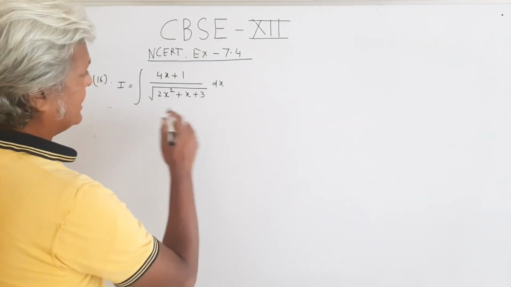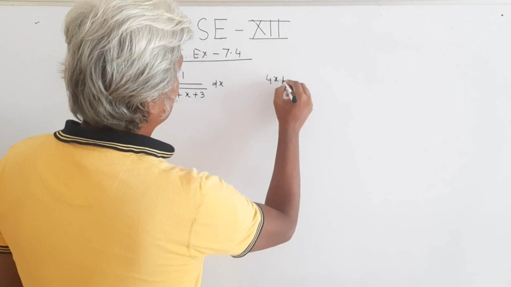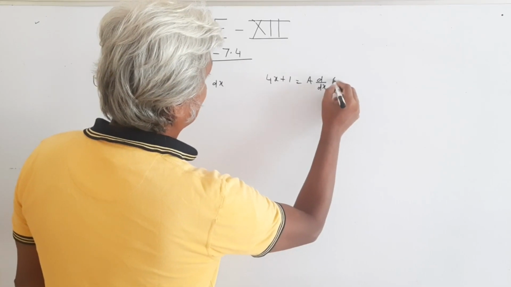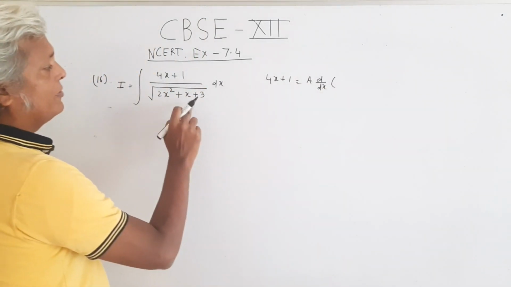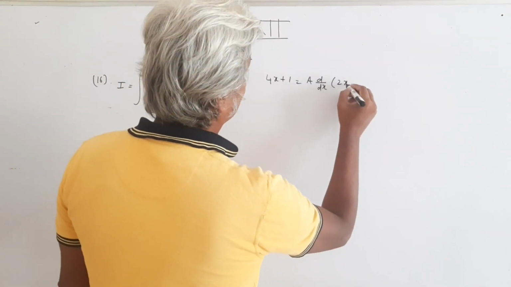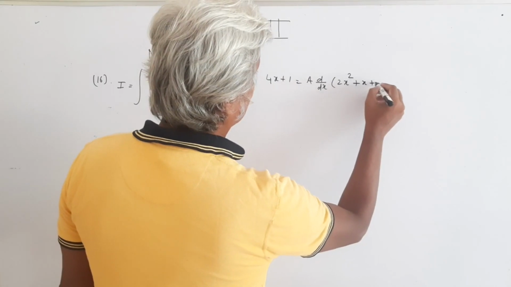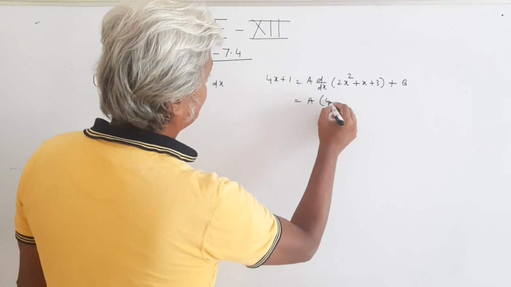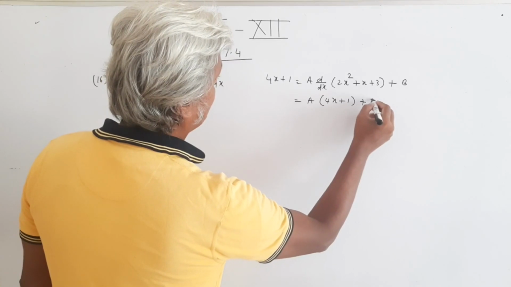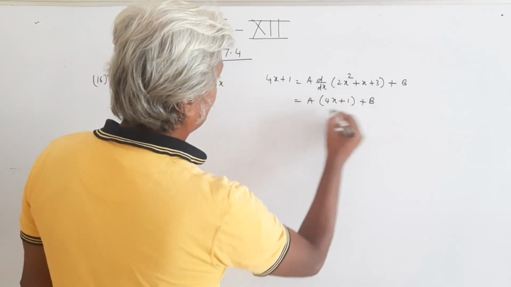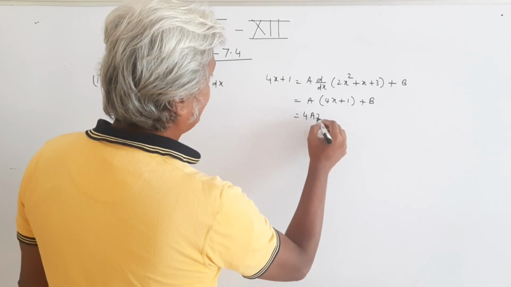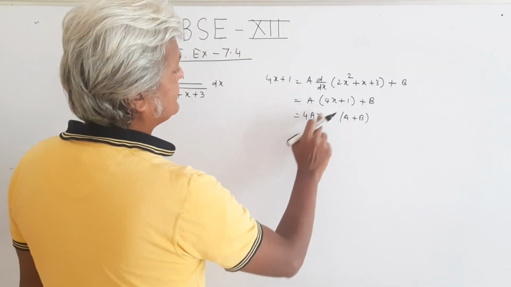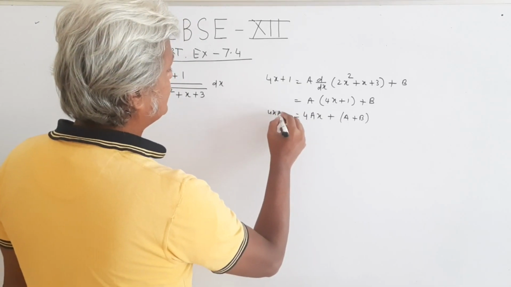What you are required to do is assume 4x plus 1, the numerator, equals a times the differentiation of the quadratic polynomial in the denominator, that is 2x square plus x plus 3, plus b, another constant. Now differentiate. So this is a times 4x plus 1 plus b. Grouping them, 4ax plus a plus b, one with the variable x and the other with constant terms, and this is 4x plus 1.